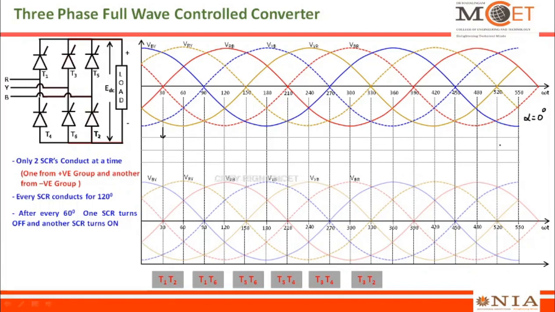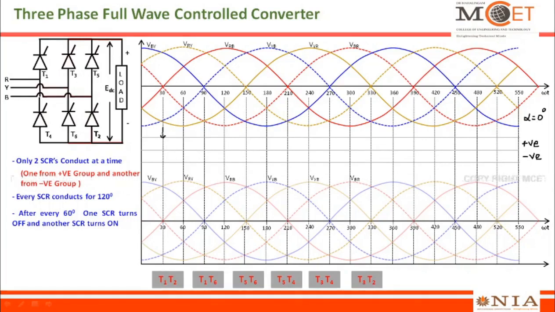Here I have 2 boxes. The top box is to draw the firing pulses for the positive group SCRs, and the bottom box is to draw the firing pulses for the negative group SCRs. I am going to draw the load voltage waveforms for alpha equal to 0 degrees.